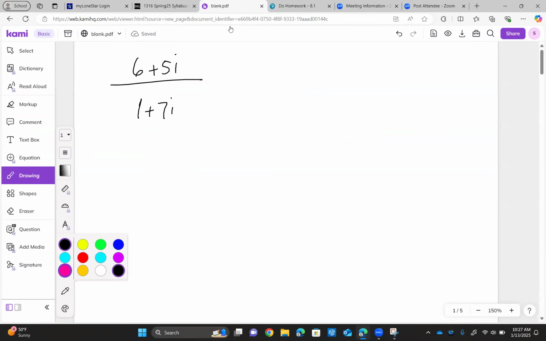Okay, there is no rule to divide a complex number by another complex number. Instead of dividing, we are going to multiply numerator and denominator by the complex conjugate of this number. Complex conjugate means the exact same thing, but just switch the sign to the opposite. So if we have 1 plus 7i, we're going to multiply top and bottom by 1 minus 7i to perform this division.